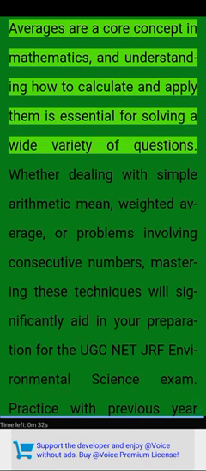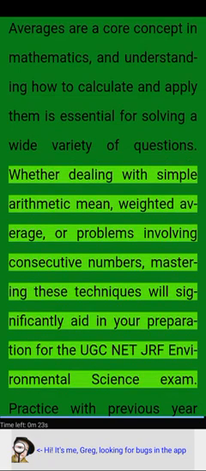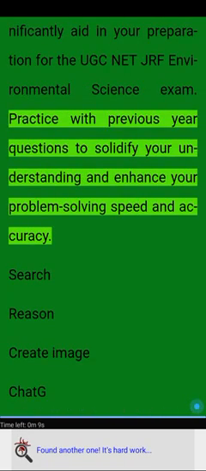6. Conclusion. Averages are a core concept in mathematics, and understanding how to calculate and apply them is essential for solving a wide variety of questions. Whether dealing with simple arithmetic mean, weighted average, or problems involving consecutive numbers, mastering these techniques will significantly aid in your preparation for the UGC NET JRF Environmental Science exam. Practice with previous year questions to solidify your understanding and enhance your problem-solving speed and accuracy.